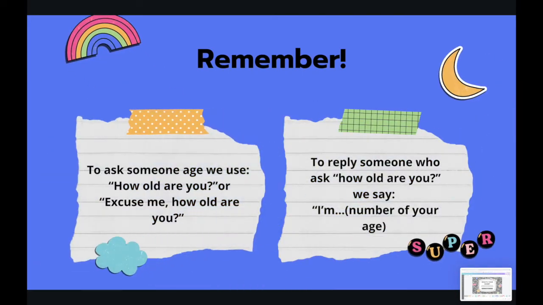Nah, remember, to ask someone's age, we use "How old are you?" or "Excuse me, how old are you?" Kenapa sih kita harus pakai excuse me? Karena sebenarnya kalau di barat ya, menanyakan umur itu hal yang sensitif. Umur, agama, itu kalau culture-nya mereka agak sensitif gitu.